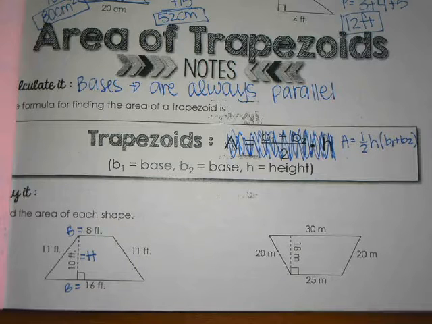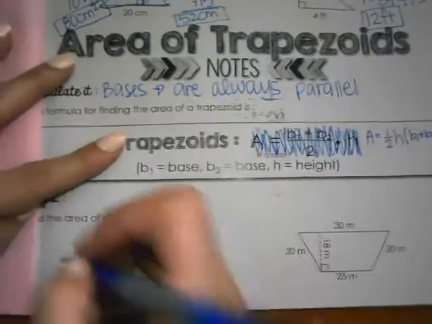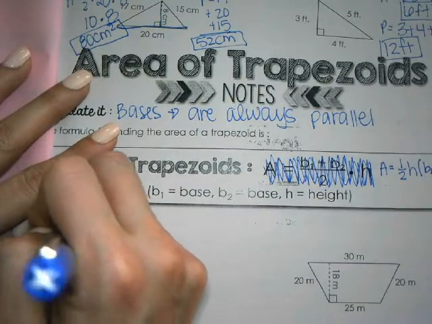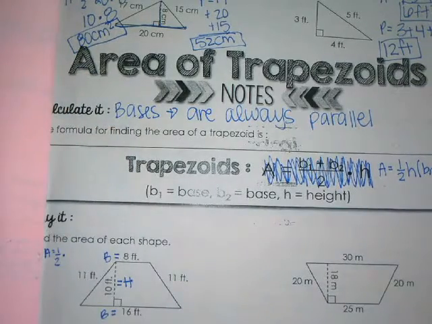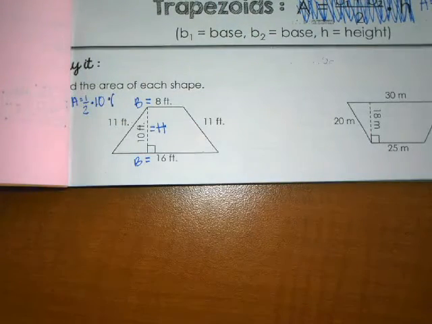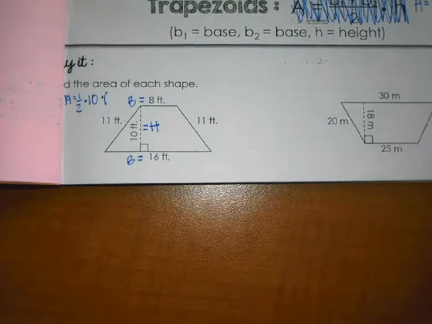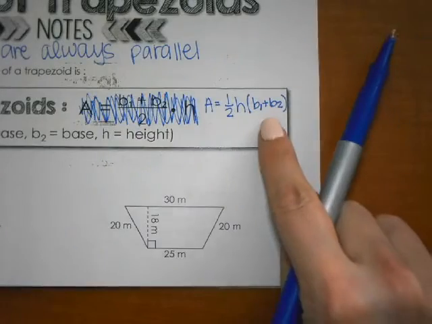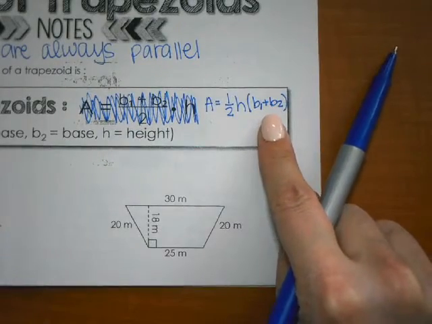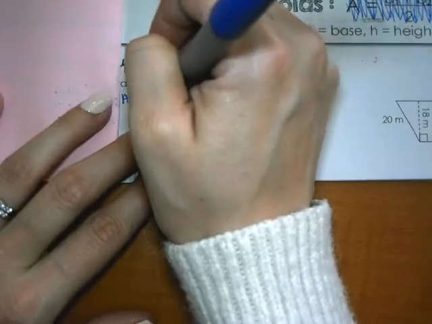Questions on identifying which are your bases and what is your height? Okay, so let's plug this into the formula now. So we have area equals 1/2 times the height. What did you guys tell me the height is? So 1/2 times 10. And then I'm going to times by whatever goes inside parentheses. And what goes inside those parentheses? Base 1 plus base 2. And what are my bases? So I'm going to write 8 plus 16.